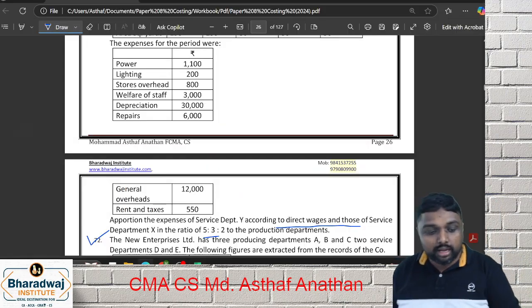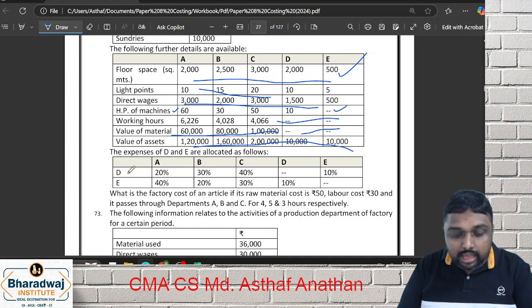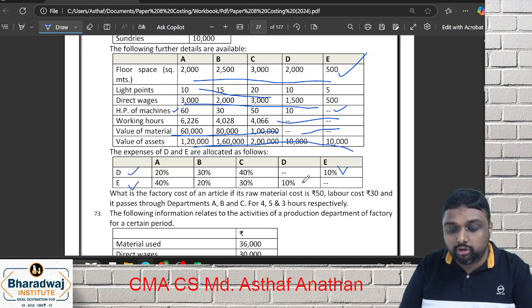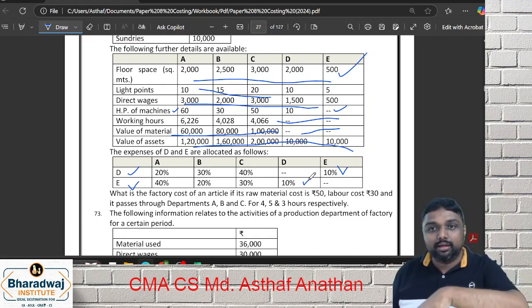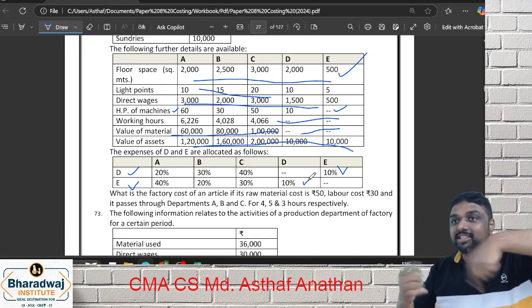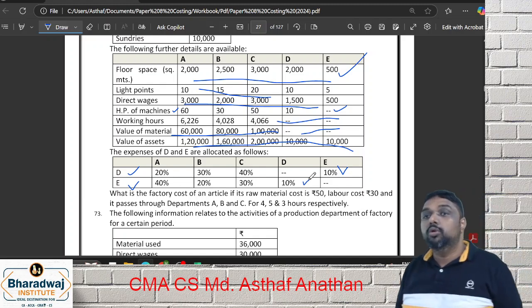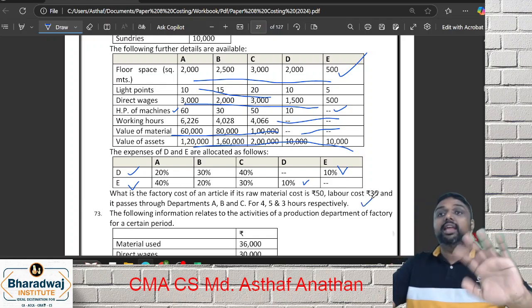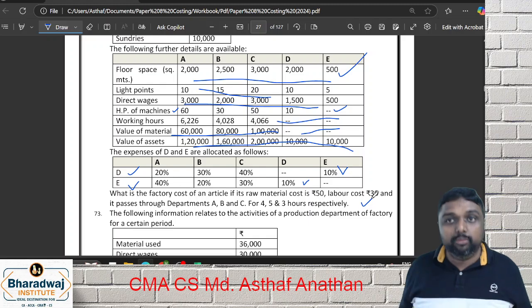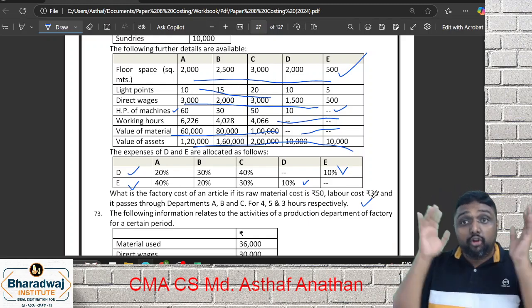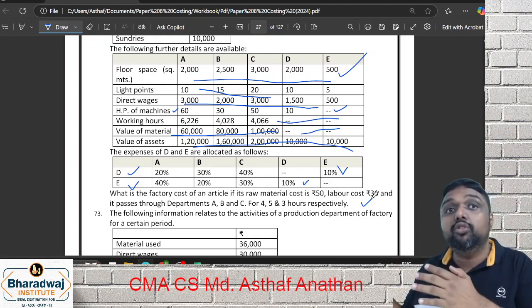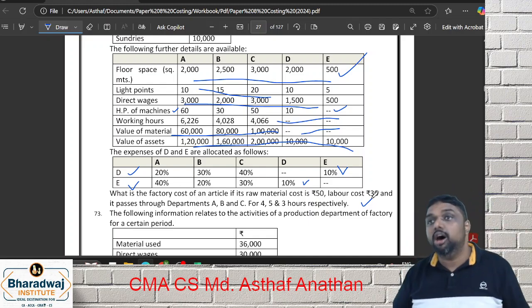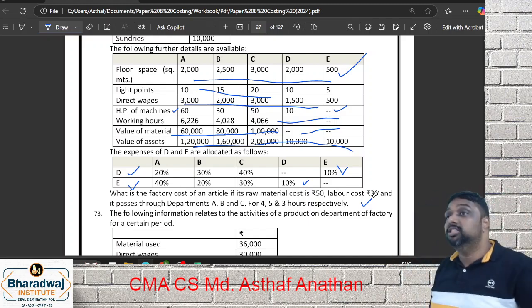What is reciprocal? If you go to this table, the amount is going to E, which is a service department. E amount is going to D, and D to E, that way and this way. So you have to go for reciprocal. In this question, they are not specifically asking for any method, whether repeated distribution or simultaneous. But for your exam, if this kind of question comes, you can decide which one to do. You can do either repeated or simultaneous, whichever is easy for you.